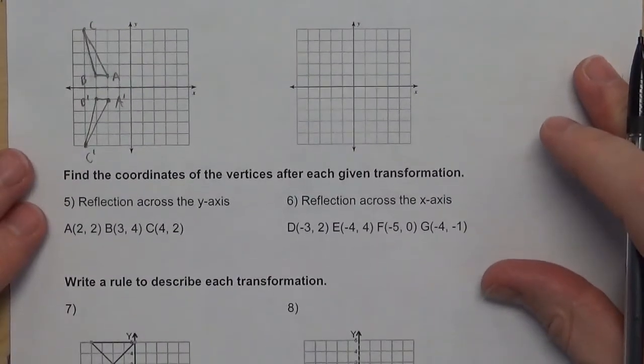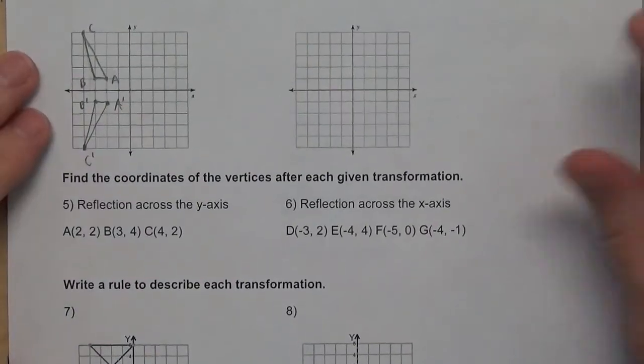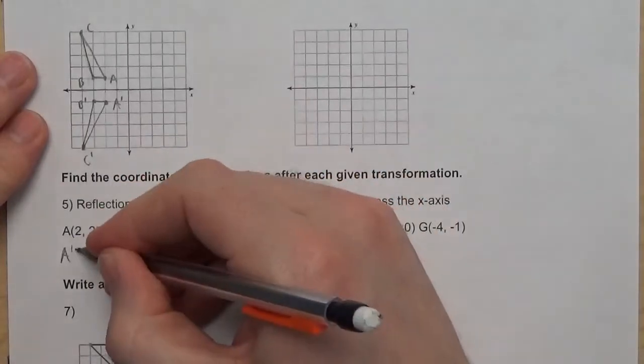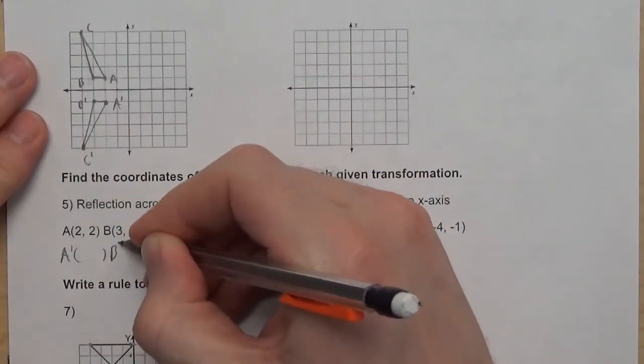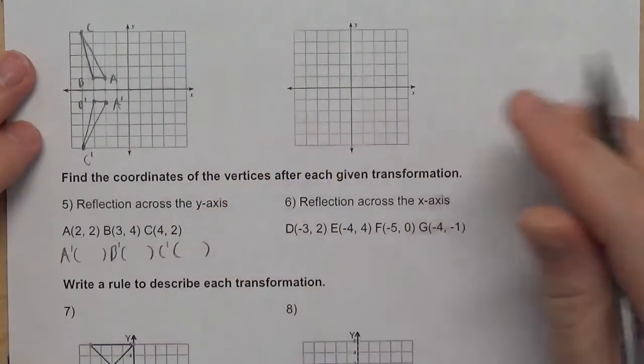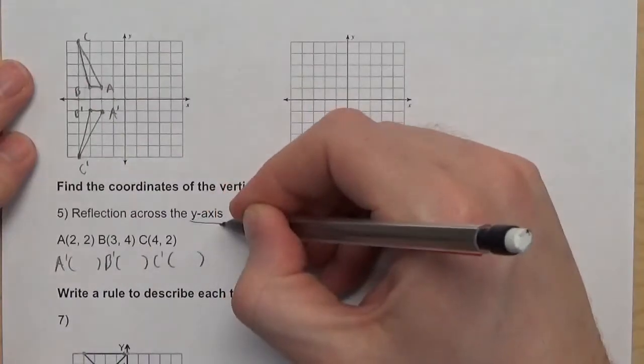All right, this says find the coordinates of the vertices after each given transformation, and this time we're not given a picture, we're just given the coordinates. So this time we have to change it from A to A prime, from B to B prime, and from C to C prime. So let's talk a little bit about what happens with each one of these. We're going to do a reflection across the y-axis.